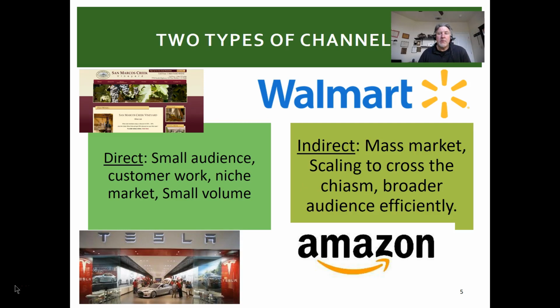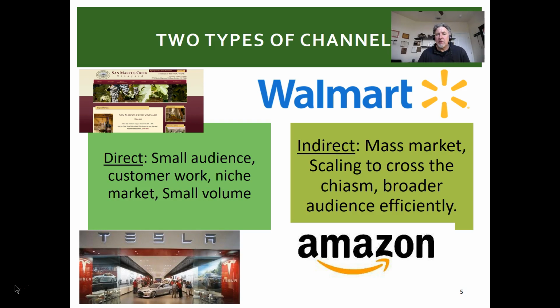Two types of channels that we have to think about as well, in addition to physical and digital, are direct and indirect. So if you have more of a niche market or small audience and really small volume, a direct channel would be there. Tesla is a very good example. Some of the wineries are a very good example in terms of direct to consumer.